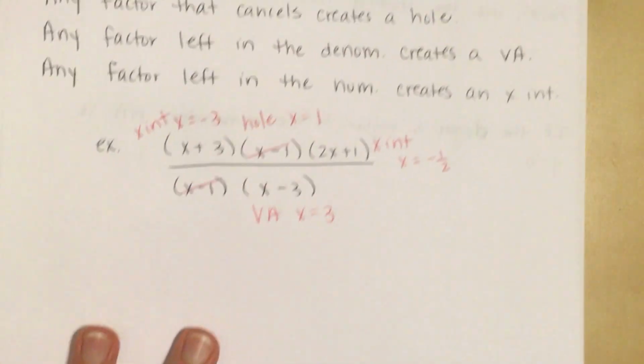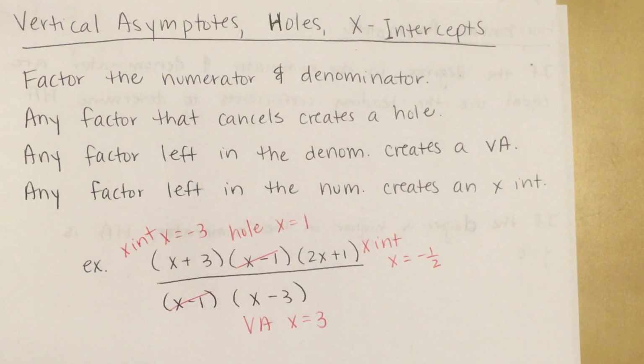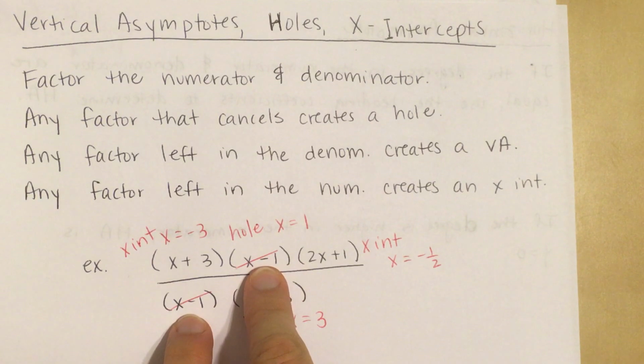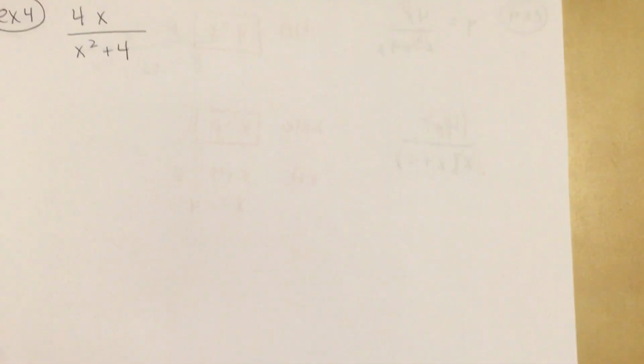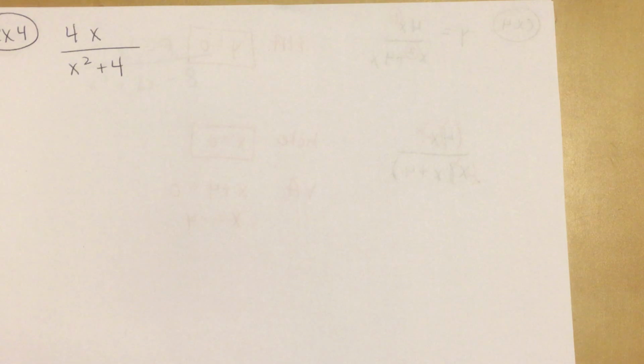And to determine vertical asymptotes, holes, and x-intercepts, you need to factor the whole function, both the top and the bottom. Any factor that cancels out creates a hole. Anything left in the bottom creates a vertical asymptote, and anything left on top creates an x-intercept. So let's do this example here.